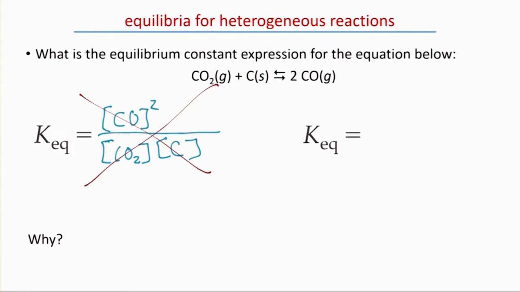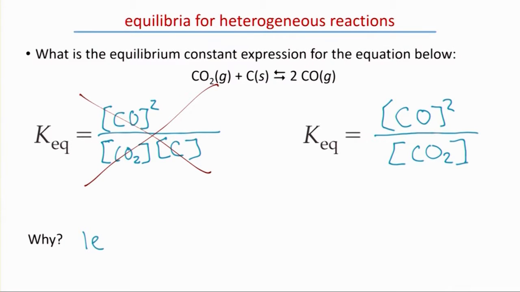That's what we would have done, and now we're going to say, nope, not right. So what's different? I'm going to show you what we should do correctly. It really is just the CO concentration squared divided by the concentration of CO2. What's different between these two? What did I leave out? You should be able to see that we left out the concentration of C.